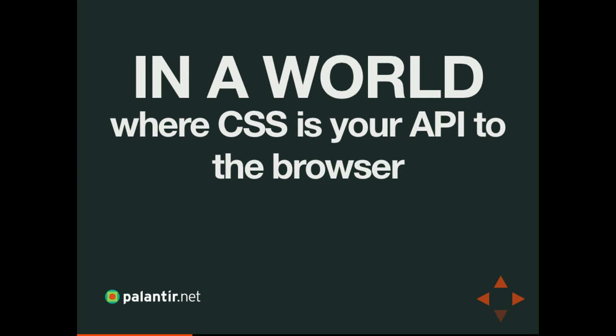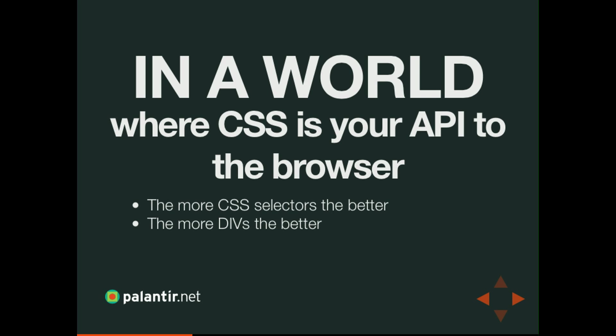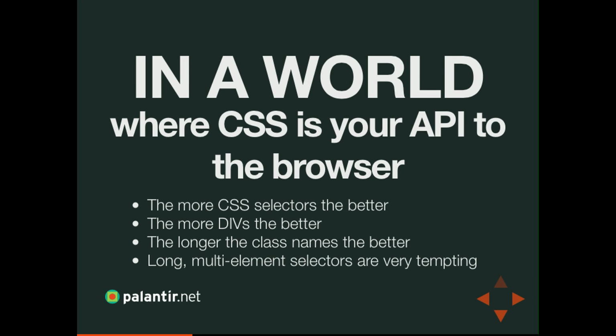In a world where CSS is your API to the browser, the more CSS selectors you have, the better. A lot of people make fun of the 10 layers of divs, but that's good if modifying the HTML is too painful. If modifying the HTML is too painful and not an option, then the more HTML you have, the better, because you can pick and choose which layers you use. More divs, the better. Longer class names, the better, because the longer class names mean they're descriptive. Views, field, headline, value tells you exactly where it's coming from.